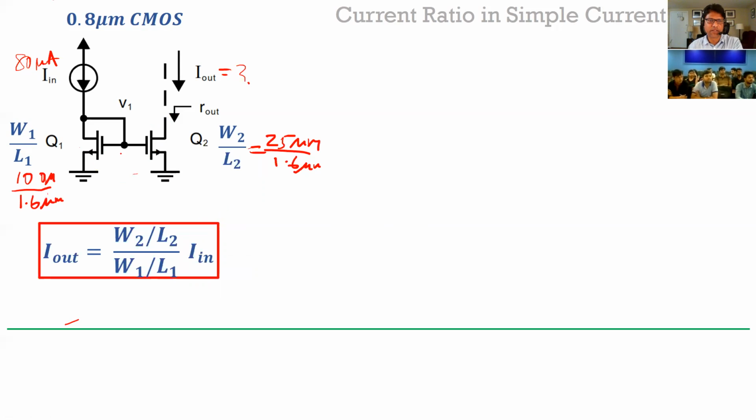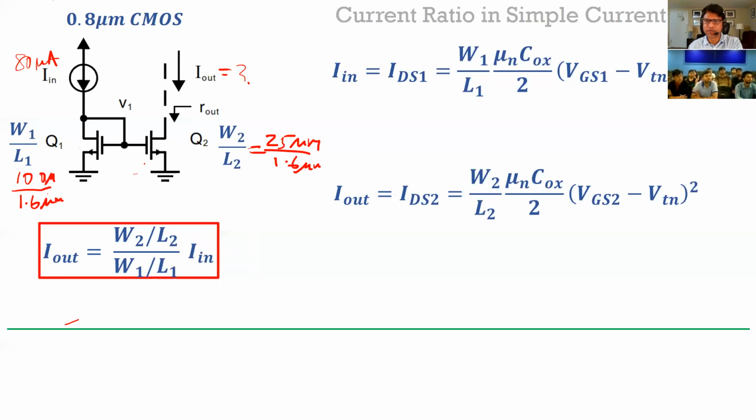Because VGS is the same, I'll show in the next equation here. As I said, I had been making the mistake of not having this 2 here. So it's mu n Cox over 2. I think I had been writing just mu n Cox, which is really the linear equation. So here you can see the input current is really the drain to source current IDS1, which is W1 over L1 mu n Cox over 2, VGS1 minus VTN squared. And the output is W2 over L2 mu n Cox over 2, VGS2 minus VTN squared.